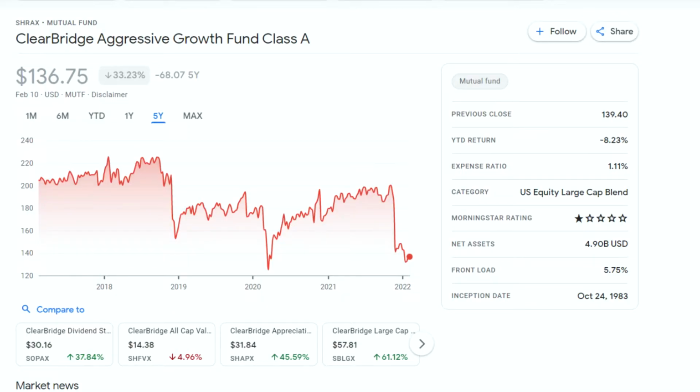The ClearBridge Aggressive Growth Mutual Fund, ticker symbol SHRAX, has a 5.75% sales fee. But between the management fee and the expense ratio, the net expenses on this mutual fund are really only 1.11%. So everything after that 1.11% usually goes as a commission towards the broker who sold you on this investment. And that's exactly why they call it a sales fee, because it's the fee you pay for getting sold this investment. Now, what is a management fee?